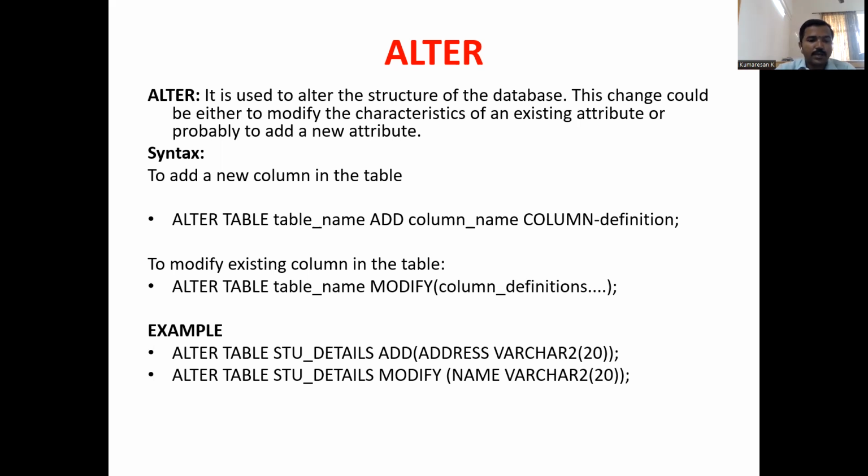For example, alter table student underscore details, that is table name, and add. And then address also in character, so varchar and then 20. And another one is alter table student underscore details, modify. So modify name also character, so varchar. So these are all the alter.